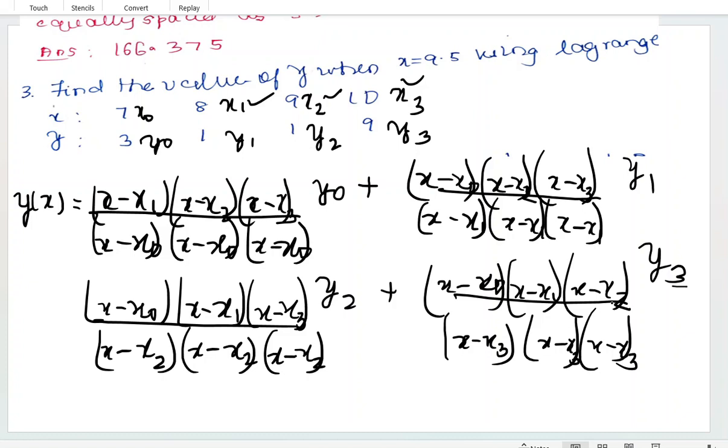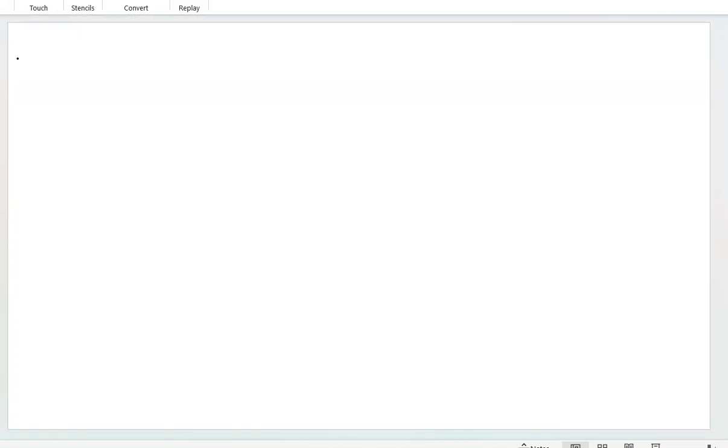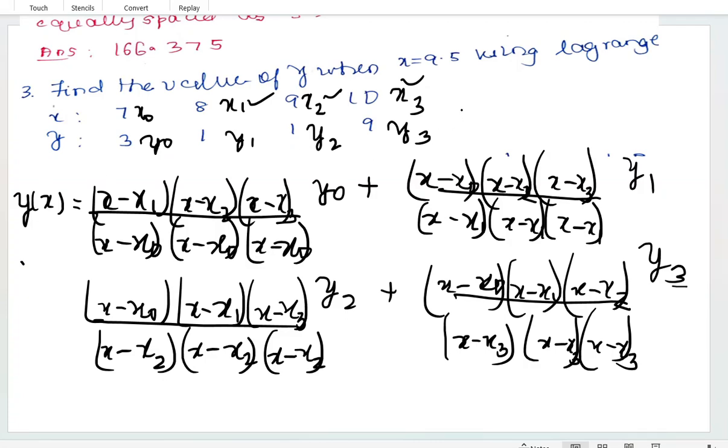So now our job is simple. Our job is to just insert the values and get the answer. In this case the x is the missing value. So we write x is 9.5, the missing value. x1 is 8, 9, 10.